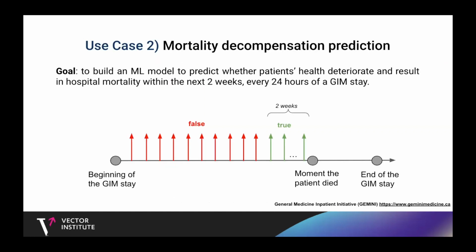In the second use case, I looked at mortality decompensation prediction. So I was building a machine learning model to predict whether patients' health deteriorates and results in a hospital mortality within the next 2 weeks. And this prediction was done every 24 hours of their stay in the general internal medicine ward.